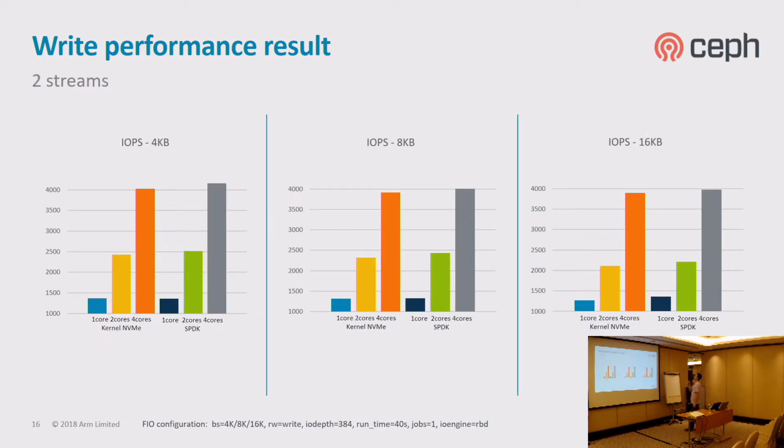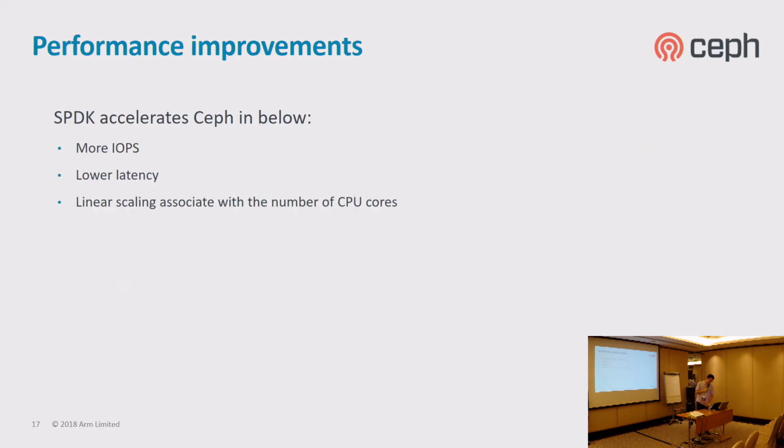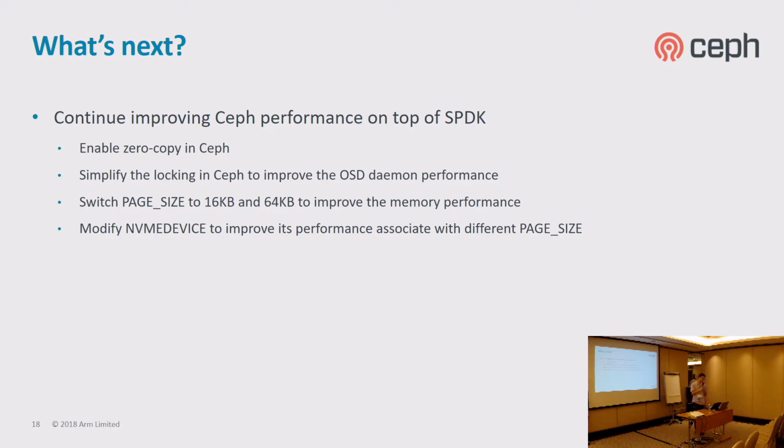And this chart gives the results for 2 FIO streams. We can see that it also has improvements in IOPS, while the improvement is not as significant, but it has. So from the results, we can see that with SPDK integrated, Ceph can achieve more IOPS and with lower latency. And it also remains good nonlinear scaling while the number of cores increases.